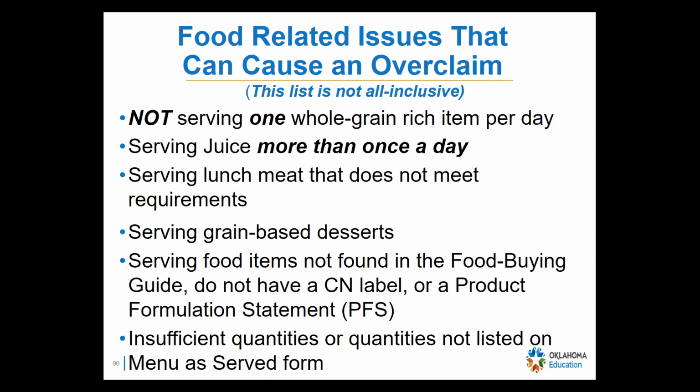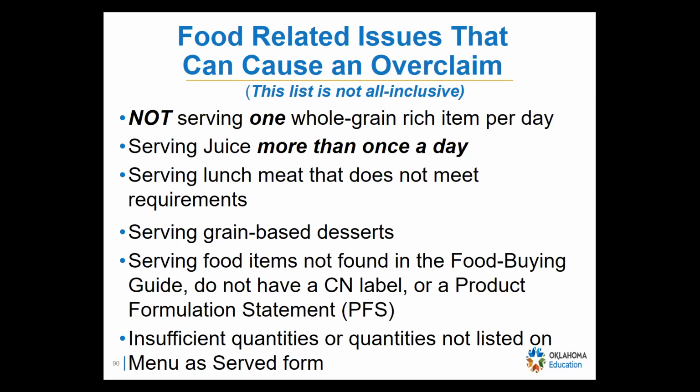back those meals. If you serve juice more than once a day on CACFP, or if you serve juice more than 50% if you're a school, if you serve lunch meat that does not meet requirements, if you are on CACFP and serve a grain-based dessert, we'll take back meals. If you serve any items that don't have a CN label that we cannot find in the food buying guide or a product formulation statement, then we will take back those meals. An example is chicken nuggets. You bought chicken nuggets at Walmart, there's no CN label for it. It does not meet requirements, so therefore we'll take back meals for that.